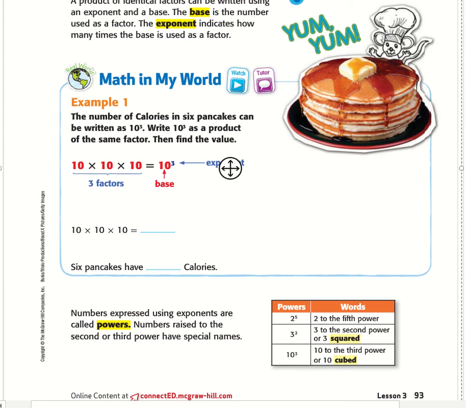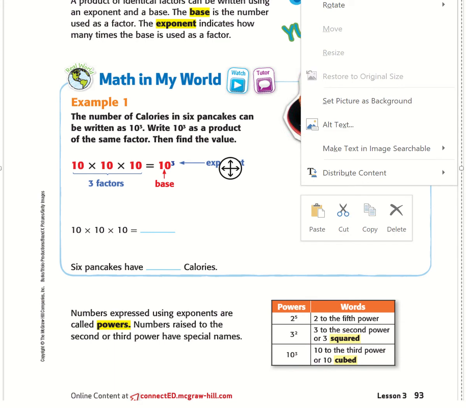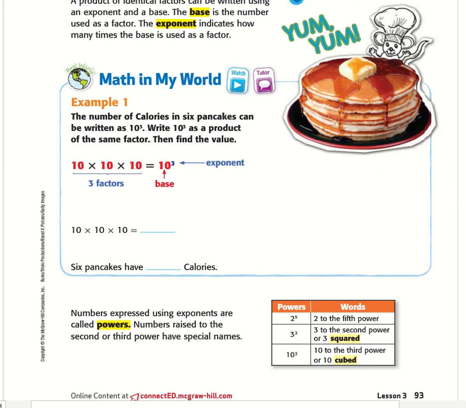In example 1, it says the number of calories in 6 pancakes can be written as 10 cubed. Write 10 cubed as a product of the same factor and then write the same value. So we have our factors 10 times 10 times 10. And what that equals is 10 to the third power. Okay, so our base is 10 and our exponent is 3.